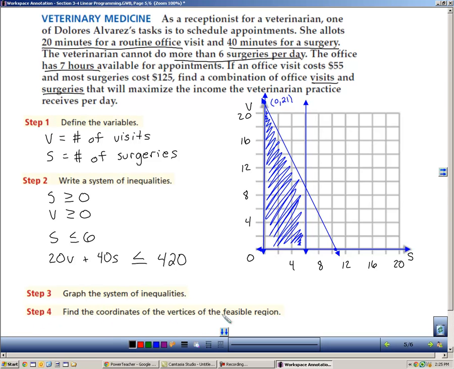So now step 4 is find the coordinates of the vertices. So I have to find all 4 of these vertices that create my rectangular triangle type thing. Well, one of the points is up here at (0, 21), so that's one of them I will choose. The other one's down here at the origin, (0, 0). There's a point that creates a boundary here at (6, 0). And the last one's right here. It's about 6 over and up 9, so (6, 9). So those 4 points form the vertices of my feasible region.